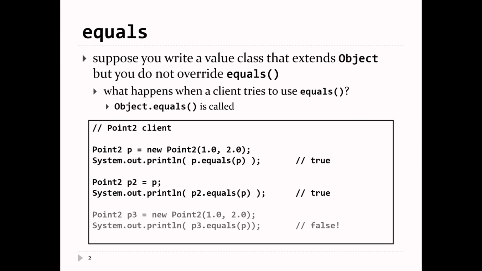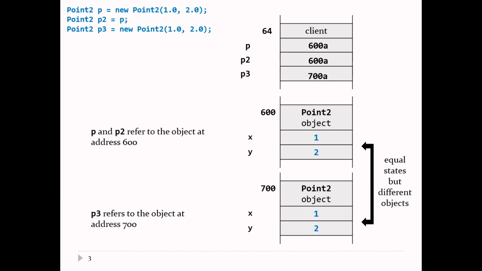But if you make a new point object that has the same coordinates as the original point, and you ask, is that new object equal to p, you will now get the answer false. And so the version of equals that you get from Object normally doesn't do what you want it to do. What the version of equals that you get from Object tests for is, do both references refer to the same object?